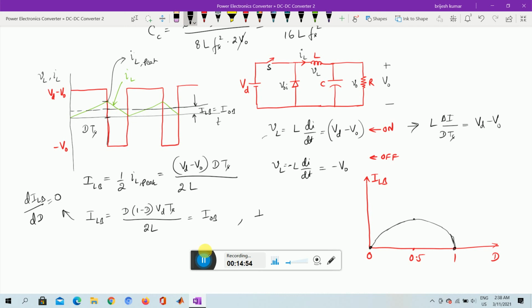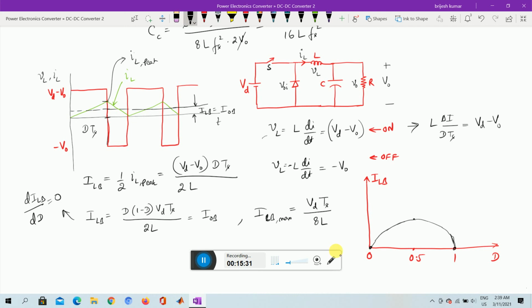This maximum value we can write as ILB max is equal to, this is 1 by 2 and this is also 1 by 2, so Vd Ts divided by 8L, because this is 1 by 2, 1 by 4, 4 to the 8, 8L. So this is the value of ILB max.